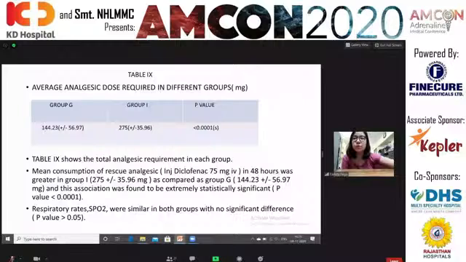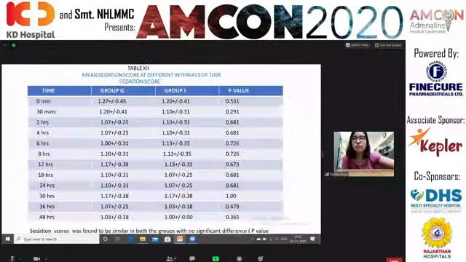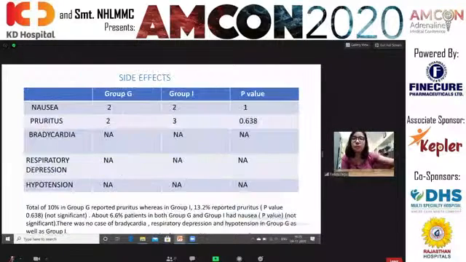Respiratory rate and SpO2 were similar in both groups with no significant difference. Next slide, please. Sedation scores were found to be similar in both groups with no significant difference. Next slide, please. A total of 10% in Group Z recorded pruritus, whereas in Group I 13.2% recorded pruritus. About 6.6% in Group Z and Group I had nausea. There was no case of bradycardia, respiratory depression, or hypotension in Group Z as well as Group I.